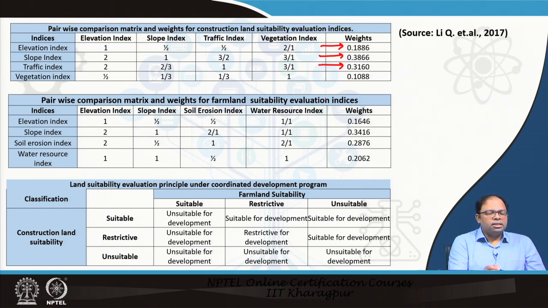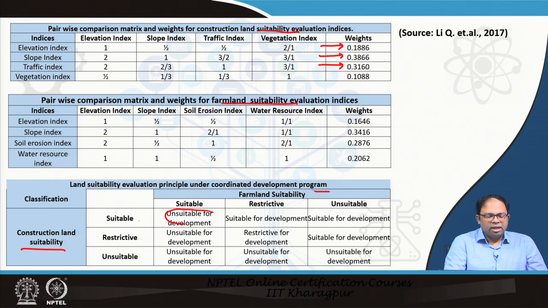Here you can see the pairwise comparison matrix and weights for construction land suitability, and similarly we have values for farmland suitability. Once we have used those weightages, we can also say that land suitability evaluation could be based on both of them. Here you can see a matrix created for construction land on one side and farmland suitability on the other side, and where both are suitable, then it is unsuitable for development.